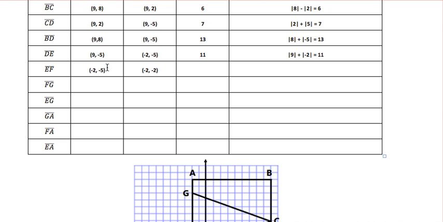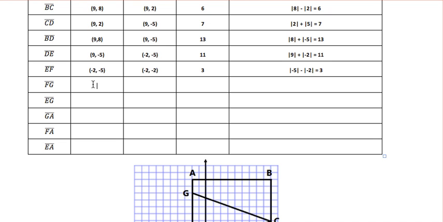So if they're both negative, we're going to find the difference between their absolute values, which is 3. And we'll prove it here. The absolute value of negative 5 minus the absolute value of negative 2 equals 3. And we're subtracting them because they are on the same side of 0.